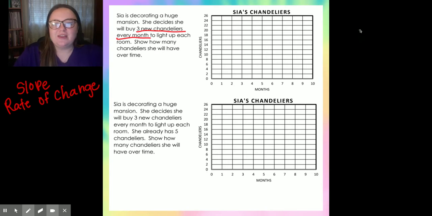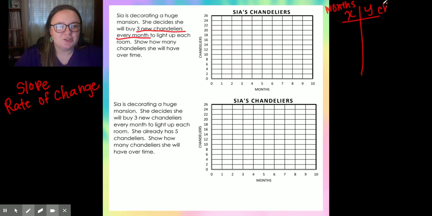So the first thing I'm going to do is whenever I see a word problem, I like to build a table because that helps me do my graph. So I'm going to build a table with an X and a Y, and this is going to help me. If I look at my graph here, my x-axis has months, so I know that my x's are the months. My y-axis, if I look here, is chandeliers. We know it's going to be chandeliers, okay, because I don't think I can fit that word there. So months and chandeliers.